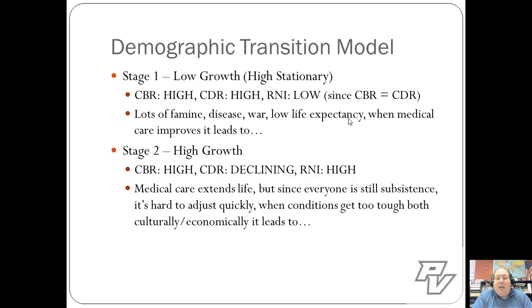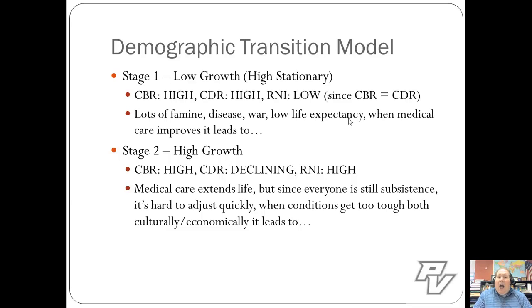Stage 2 will see a declining death rate. When we have high birth rate, declining death rate, the natural increase rate is going to go through the roof. Medical care is going to extend people's lives, and because their lives are going to be longer, the problem is, though, they're still subsistence farmers. They're still only growing enough food for themselves. It's hard for them to adjust quickly.